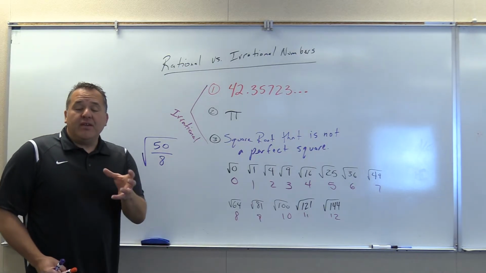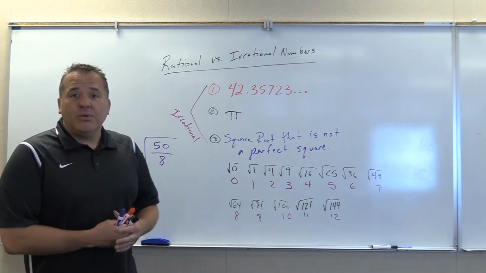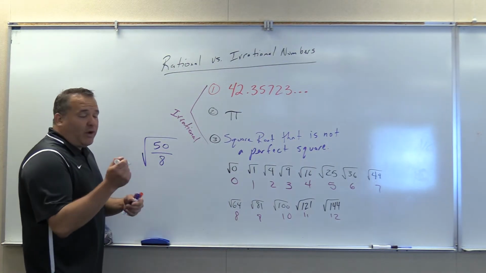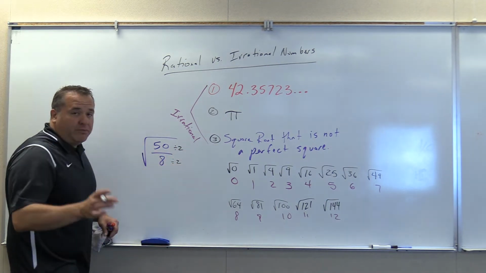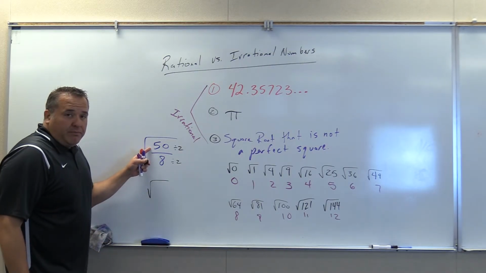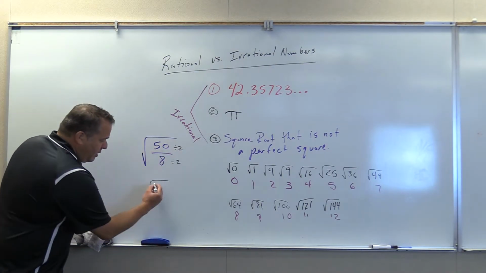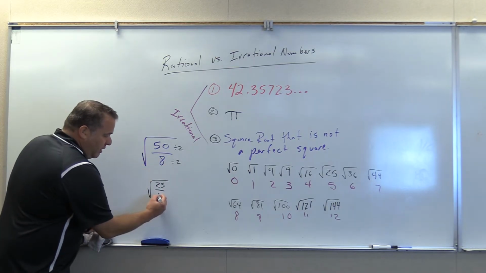We can. 50 and 8 both can be divided by 2. So what I'm going to do is I'm going to reduce this fraction first by 2. So I'm going to divide this by 2 and divide this by 2. And look what happens now, folks. Look what happens. The square root of 50 divided by 2 is 25. 8 divided by 2 is 4.